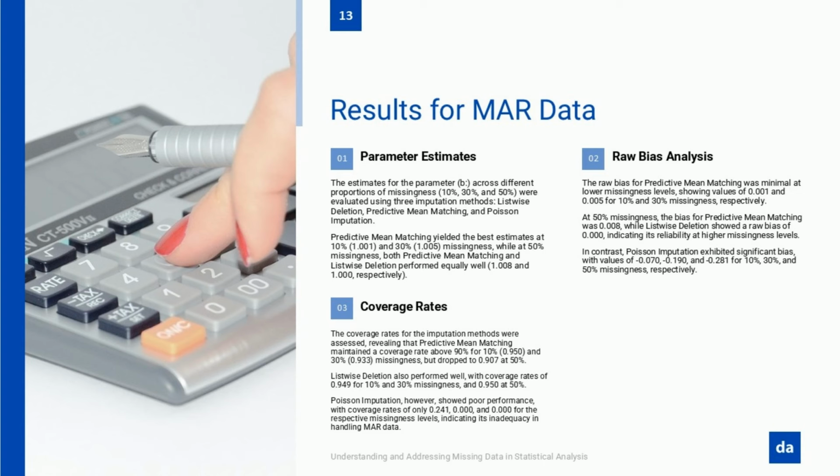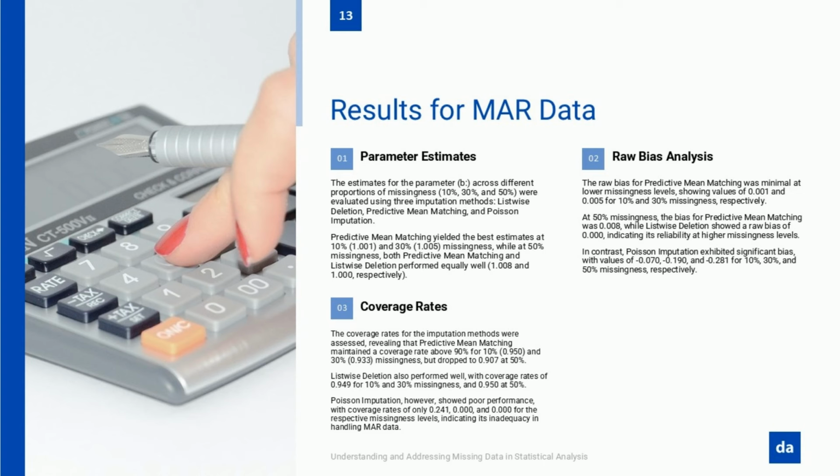PMM demonstrated excellent control, maintaining bias levels of 0.001 and 0.005 at 10% and 30%. Even at 50%, its bias only crept up slightly to 0.08, like a gentle nudge from a corner cone. Listwise deletion, bias? What bias? It proudly showed a perfect 0 across the board, proving that being boring sometimes pays off. Poisson imputation. Oh dear. The bias numbers 0.070, 0.190, and 0.281 read like a checklist of statistical horrors. It's the kind of performance that makes you question whether Poisson even read the rules.